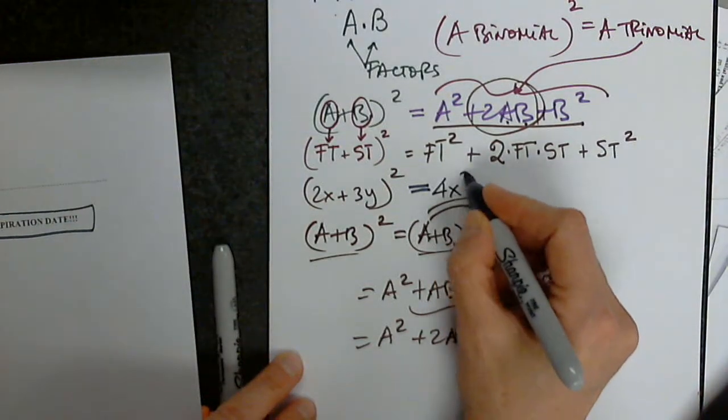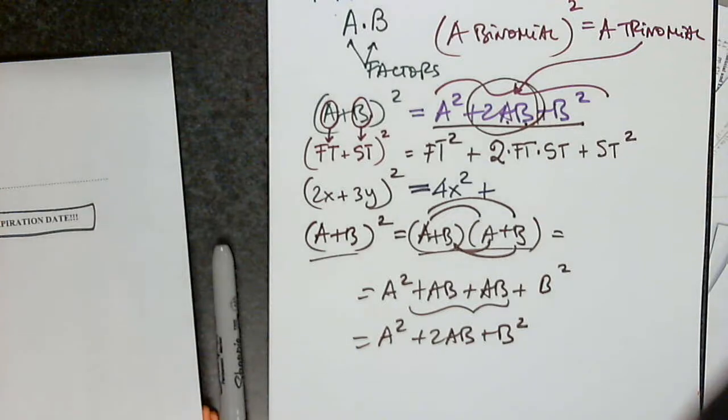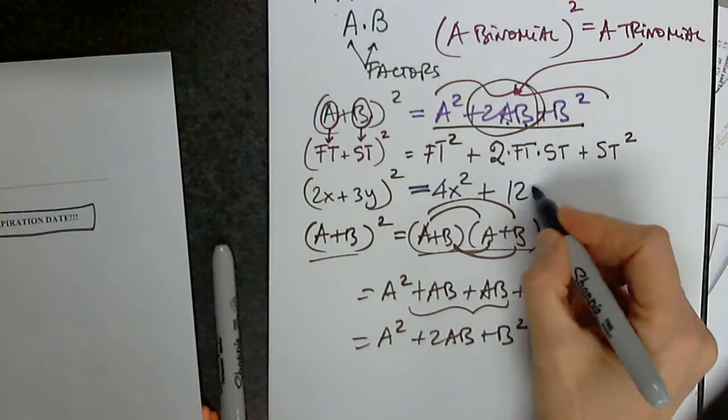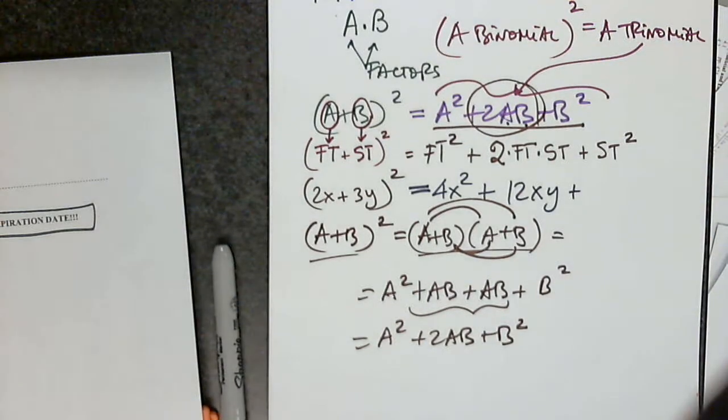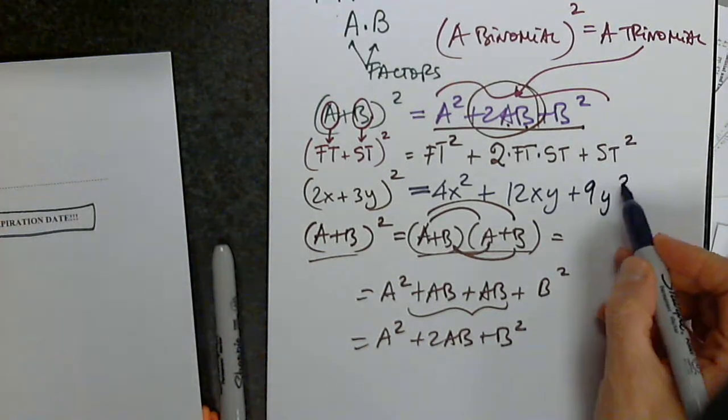Awesome. Plus, I have 2 from the formula. I have to multiply 2x by 3y. First I multiply 2x by 3y. What do I get? 2x times 3y. 6xy. And now I have the 2 in front. 2 multiplied by 6xy. Very good. Plus, now I have the last term that I need to square. When I square 3y, what do I get? 9y squared.